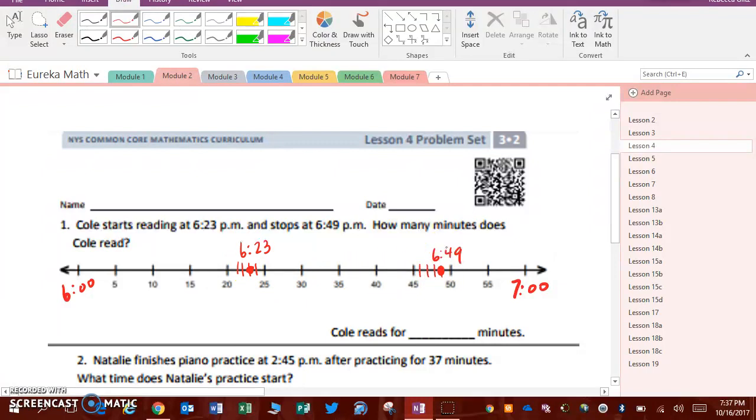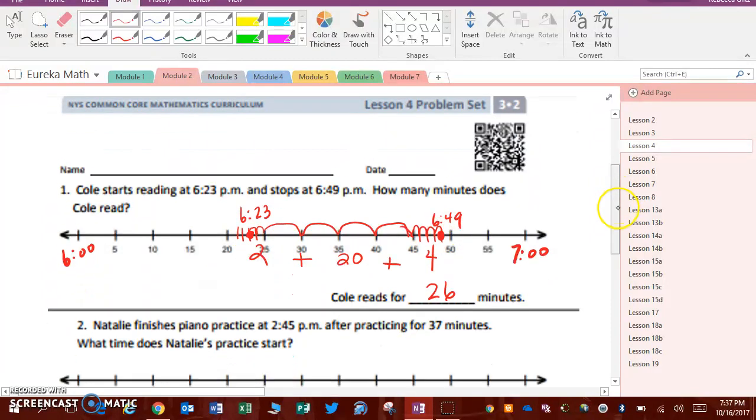So what I like to do is I like to hop up by ones. You've got 1, 2. So this is 2 minutes. Here you've got 5, 10, 15, and 20, so that's 20 minutes. That's all the way to the 45. Then you've got 1, 2, 3, 4 more minutes to get to 49. So if I add those three numbers up, 20 plus 4 is 24, plus 2 more is 26. So he read for 26 minutes. Okay, so plot your start and your stop time and find out how much time went past in between.